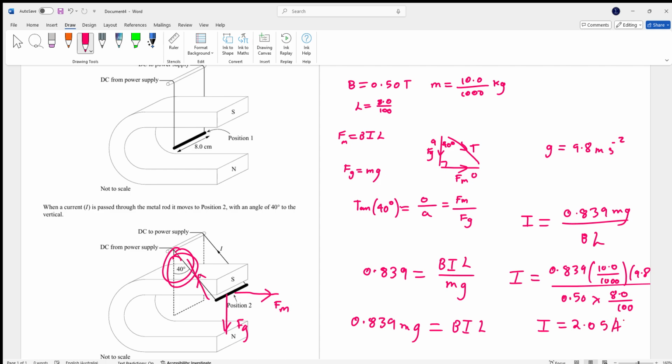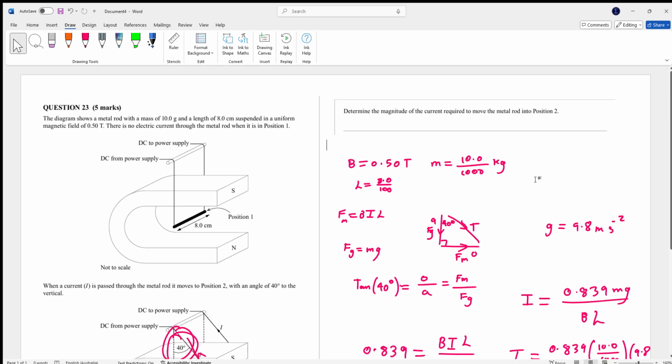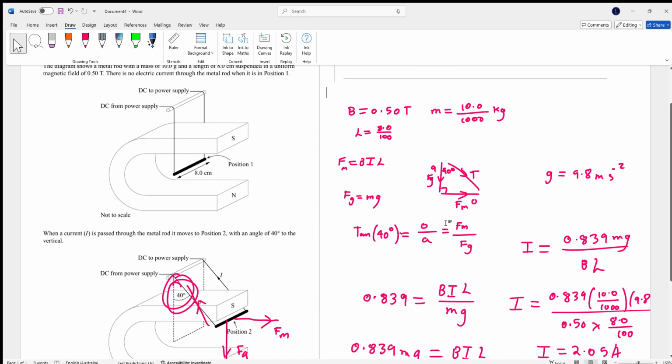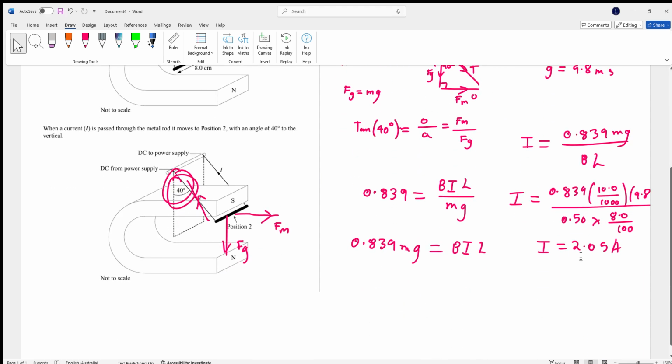2.05 amps. Now, do they want it to any decimal places at all? Nope, we can just write it as 2.05 amps. Now that is a hard question to do, because you've got to think of how they construct it like that. Again, if they want it to a certain decimal place, you would round it to that decimal place. So you can just maybe leave it like that. But if they want it to one decimal place, because it's a 5, you would round up to 2.1 if you wanted to.